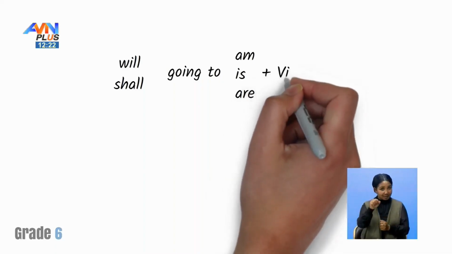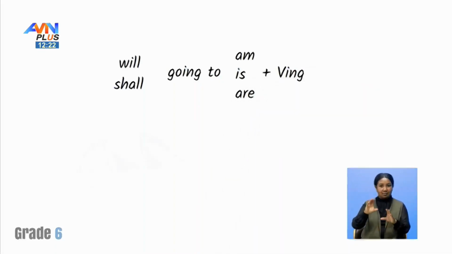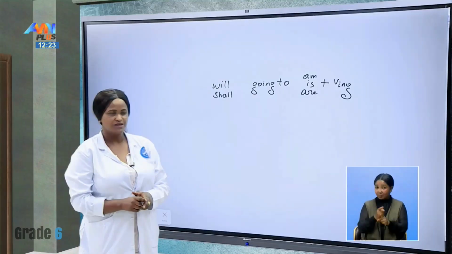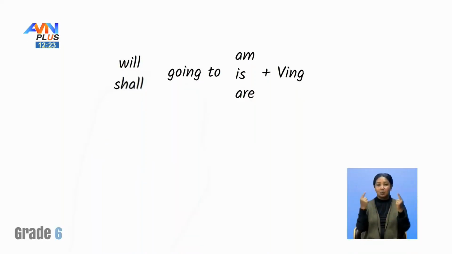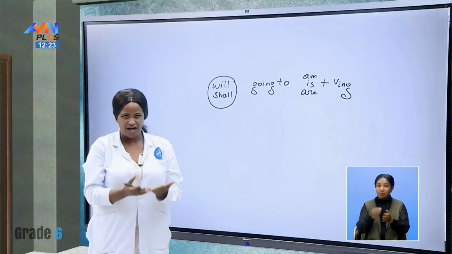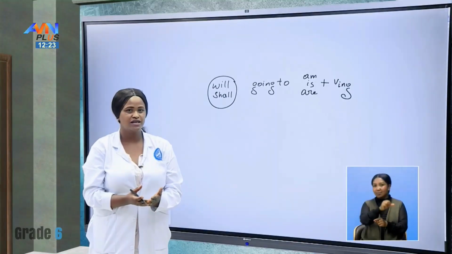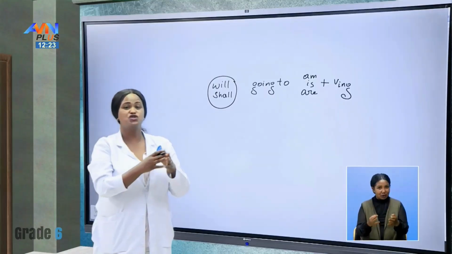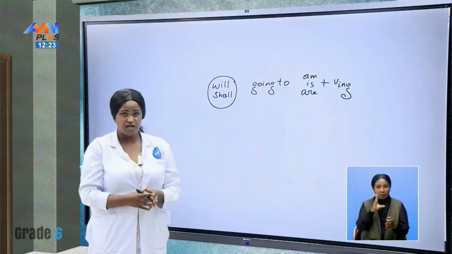Yes, last time we have seen the 3 patterns and how to use them in the future. I am sure you remember. The first group, which was will and shall, we use them to express what? A future fact, very good. Another? Spontaneous decision, very good. A decision that we make at the time of speaking, right?